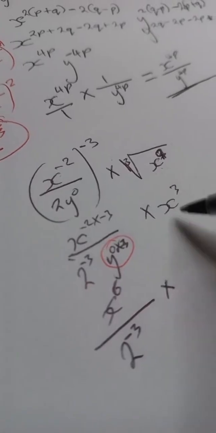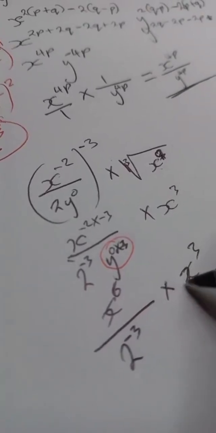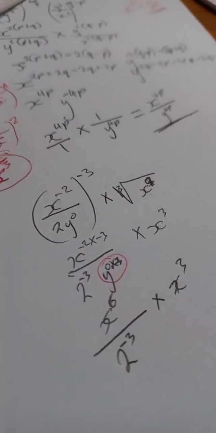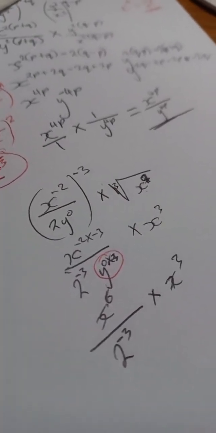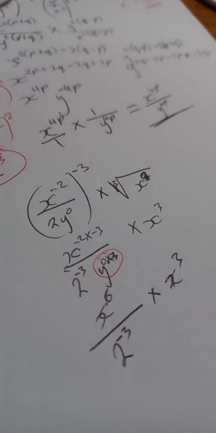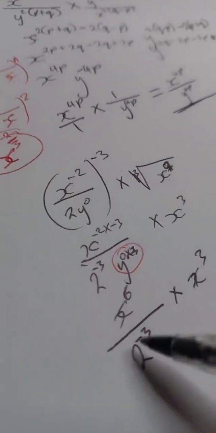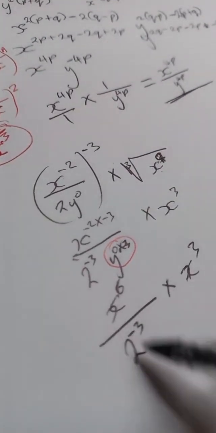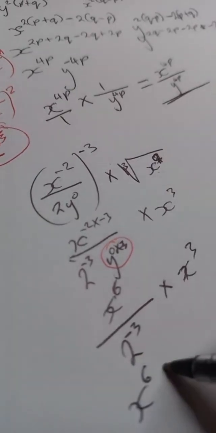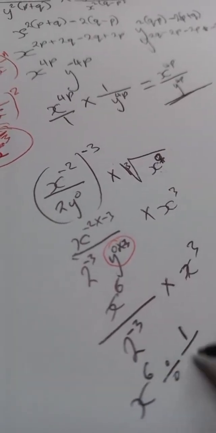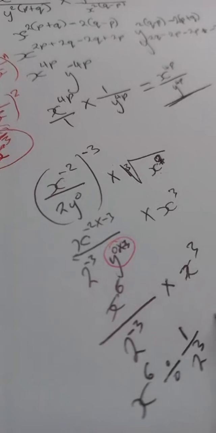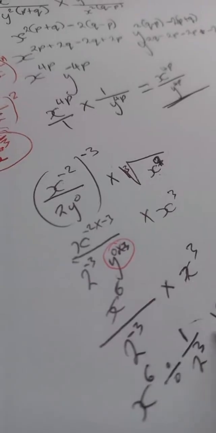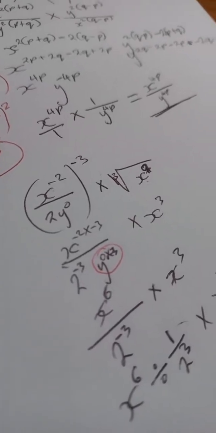times x to the power of 3. Right? Now, remember we are dividing here. So we have x to the power 6 divided by 1 over 2 to the power 3 times x to the power 3. So here, whilst we are dividing, right?